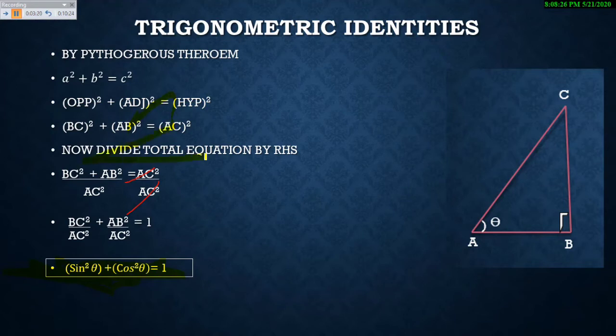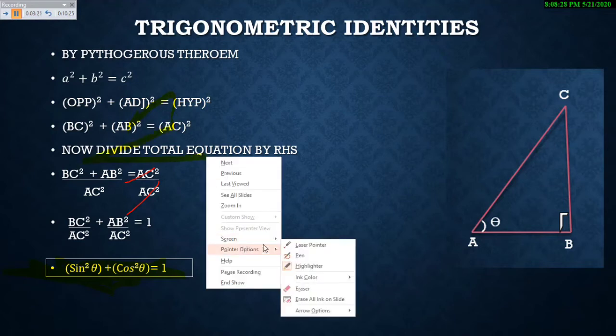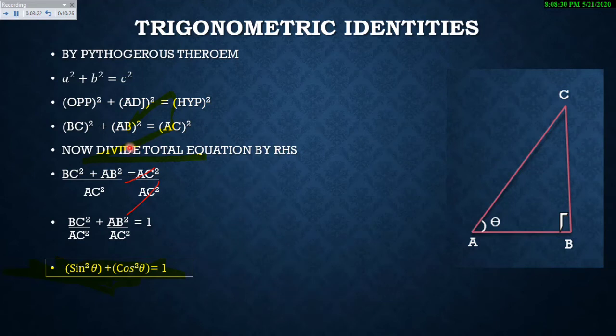Now we divided it by the RHS, and we get BC square plus AB square by AC square. Okay, we took this AC square to the denominator and divided it. We get BC square plus AB square by AC square equals AC square by AC square. So we divided it separately: BC square by AC square plus AB square by AC square.